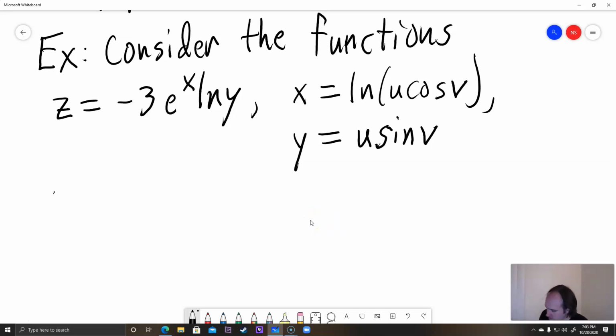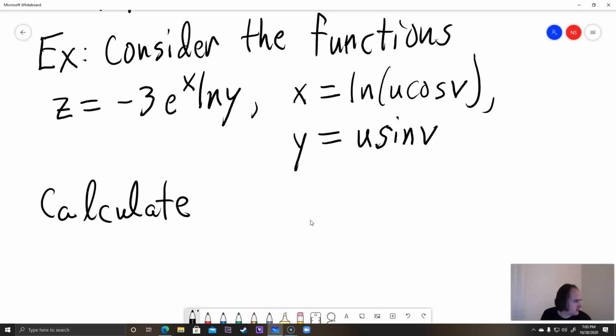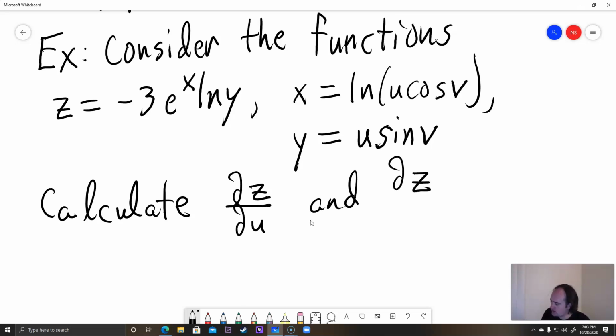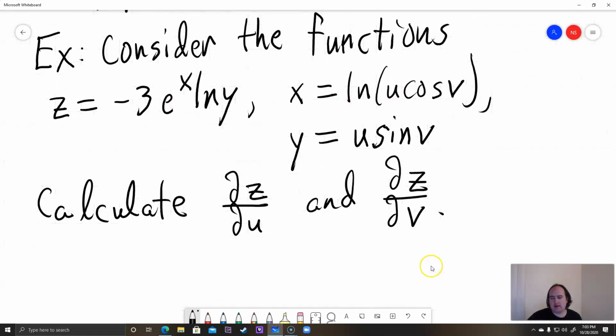Okay, so calculate partial z partial u and partial z partial v. And there's two ways you can do this. One way is to plug everything in directly, which is pretty challenging. And the other way is to do the chain rule. And either way is fine, but I'm going to show you how to do both ways.